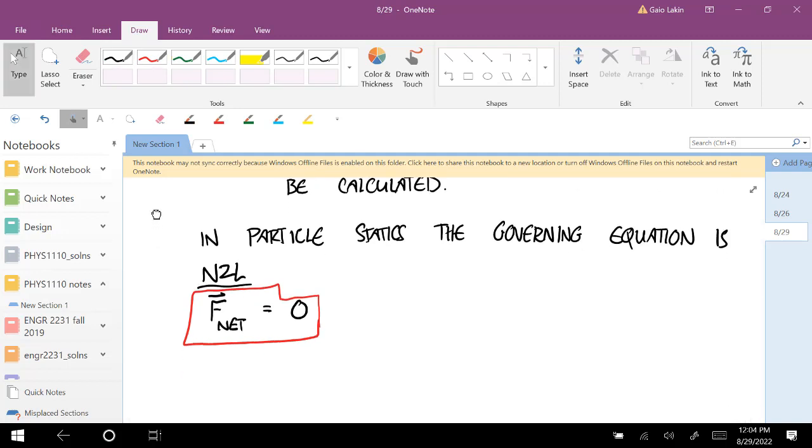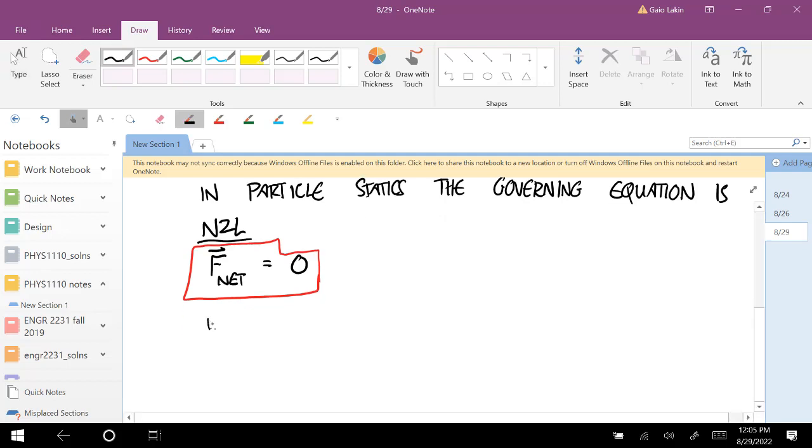There's no moment equation for particles because there's no length dimension, so you can't have moments because forces can't act at any distance from each other, and you can't treat changes in orientation, so you can't have angular acceleration. So this is the only equation that you deal with. So how many equations does that give you? In 2D, that gives you 2 equations. And in 3D, it gives you 3 equations.